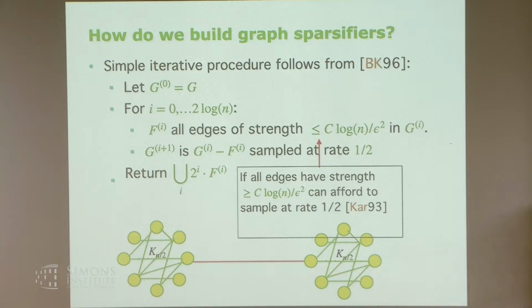So now we get some set of graphs, which are a sparsifier for the original graph. And now we just recurse on this graph G1 that we get. Right, so G1 is G0 minus F0 sampled at rate 1/2. And now just repeat the same procedure for G1.